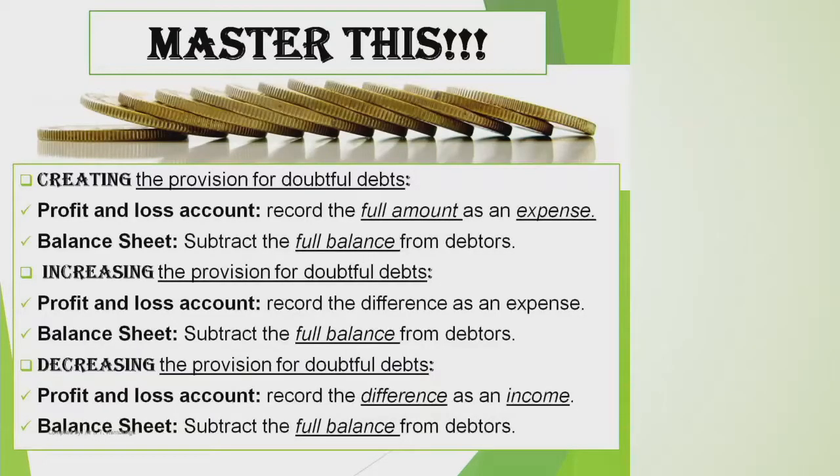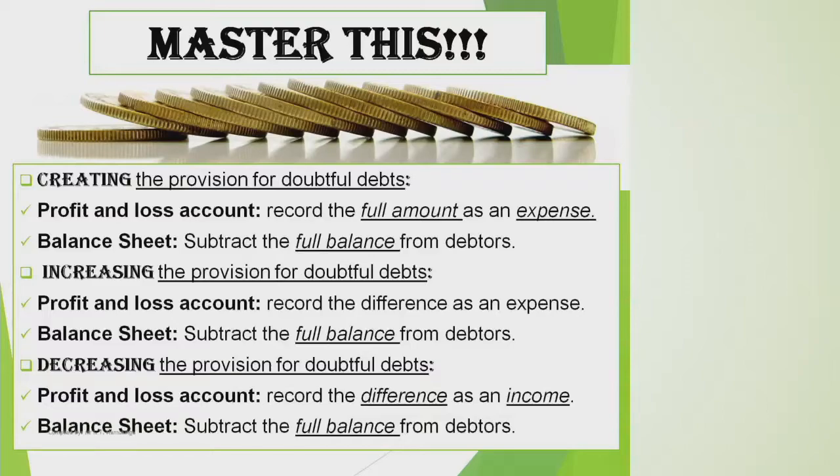The provision for doubtful debts. The profit and loss account records the full amount as an expense. Alright? In the balance sheet, we subtract the full balance from the debtors. When our provision for doubtful debts is increasing, how are we going to record this in our income statement, profit and loss account? We are going to record the difference as an expense when our provision for doubtful debts is increasing, while in the balance sheet, we are going to subtract that amount from the debtors.